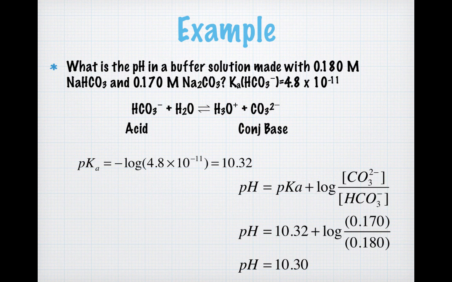So the pH is equal to 10.32 that we calculated for the pKa, plus the log of 0.17, that's the concentration of the carbonate ion, over 0.18, the concentration of the bicarbonate ion. When you plug that in your calculator, you get an answer of 10.30. So you will get a basic pH from this particular buffer solution.